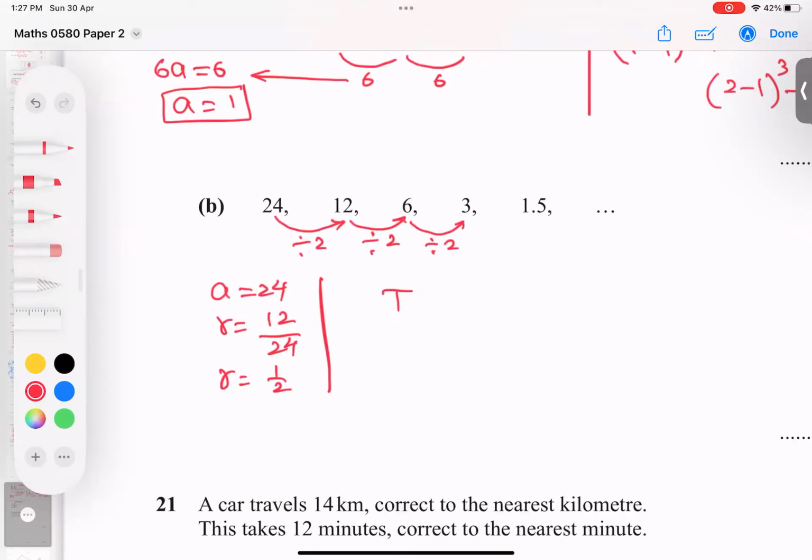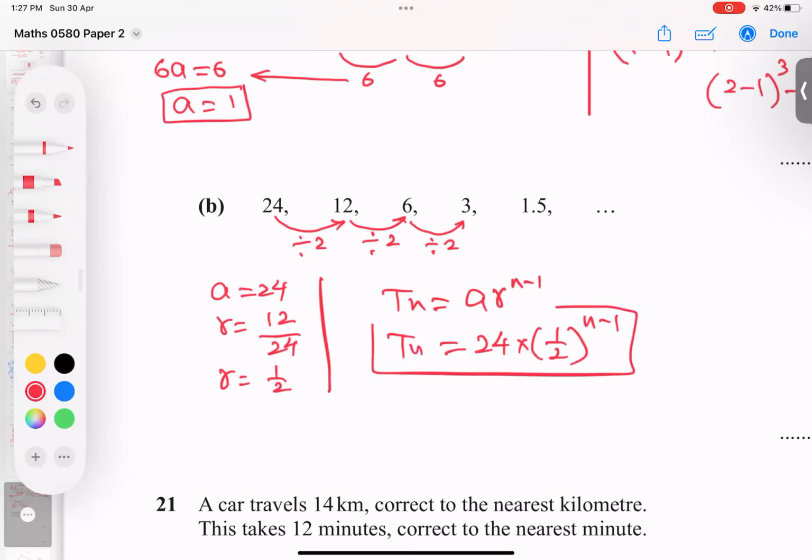And what is the formula for GP? a r to the power n minus 1. a is 24, r is half, and the power is n minus 1. So if you leave it this way, you get full marks. So no need to make any change here.